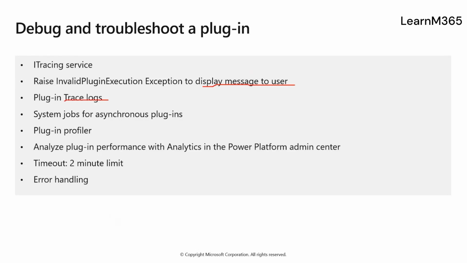We have system jobs for asynchronous plugins. We have plugin profilers. Analyze plugin performance with analytics in Power Platform Admin Center. Power Platform Admin Center also provides you this feature. You can set the timeout limit, like a 2-minute limit, and you can add error handling.